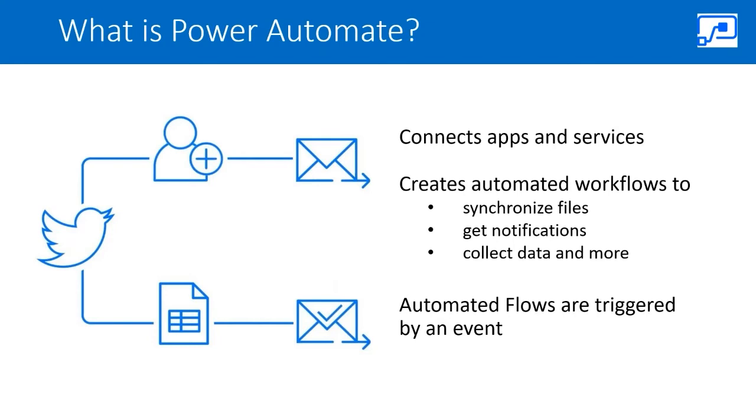Power Automate can be used to create a variety of different flows, including manually triggered flows, automatically triggered flows, and scheduled flows. It can be used to perform actions such as sending emails, synchronizing files, getting or generating notifications, data collection, and much more. For Teams live events, we will be working with automated flows.